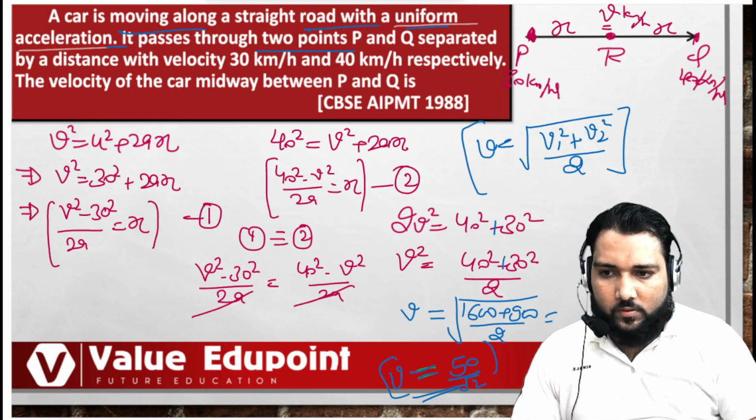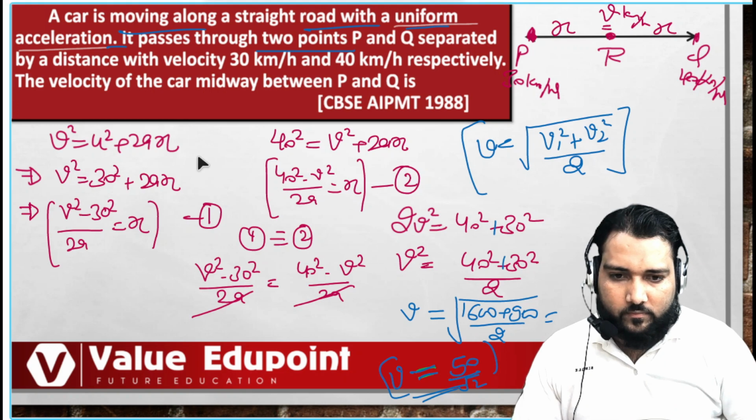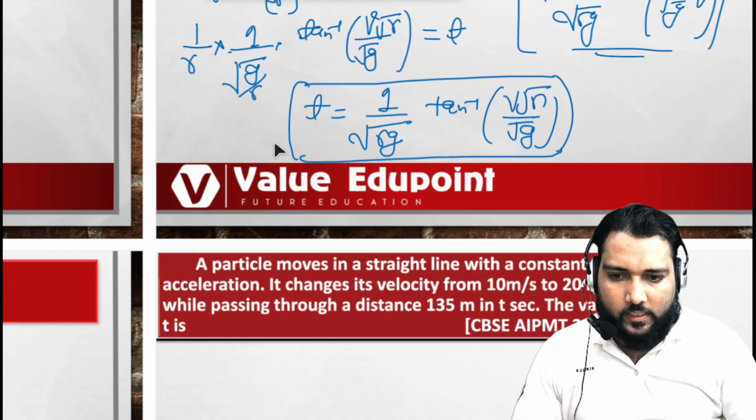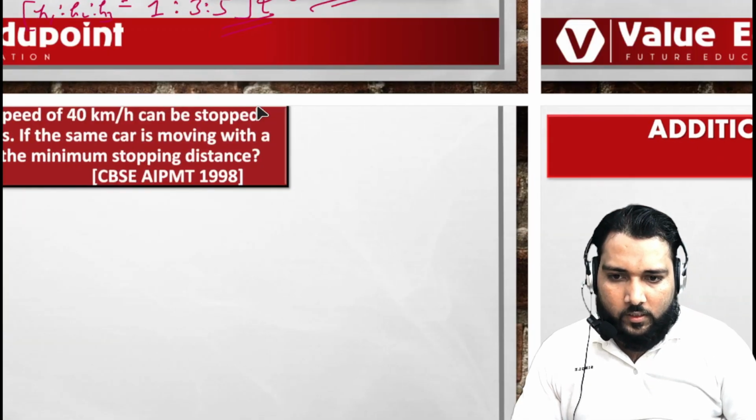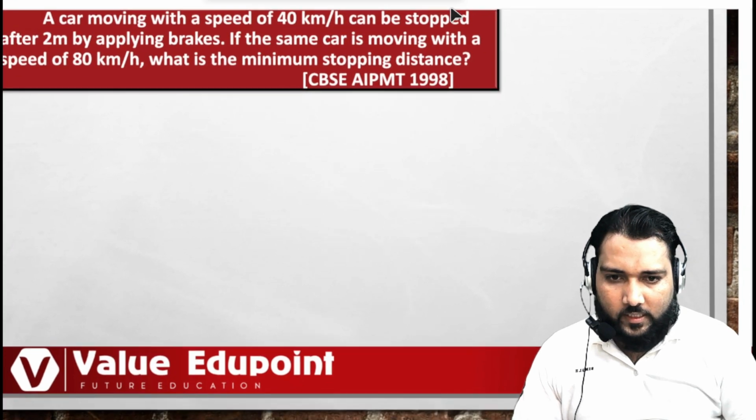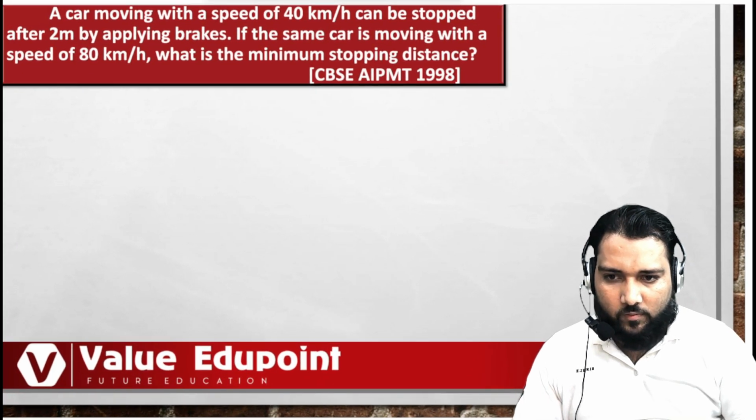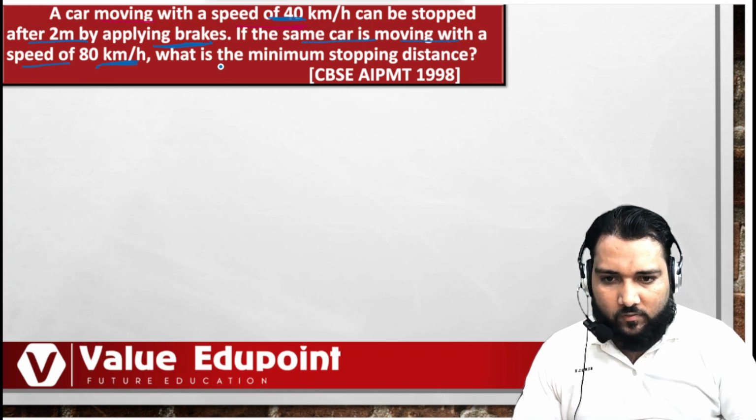So now we are going to our next problem. Till now everything is clear, guys. A car is moving with a speed of 40 meter per second and can be stopped after 2 meter by applying brakes. If the same car is moving with a speed of 80 kmph, what is the minimum stopping distance? What is happening, guys?